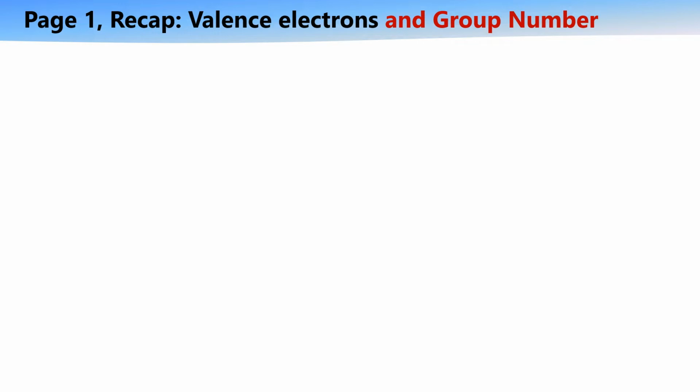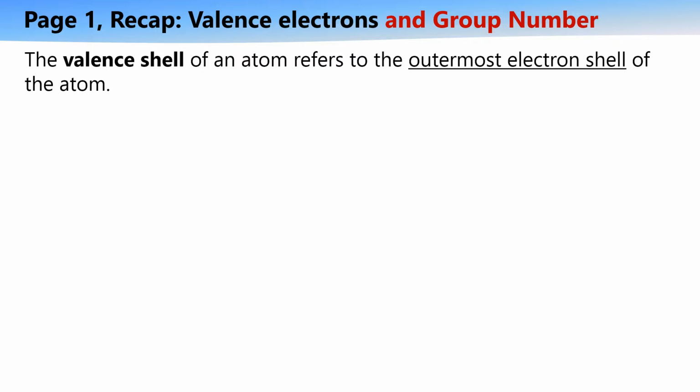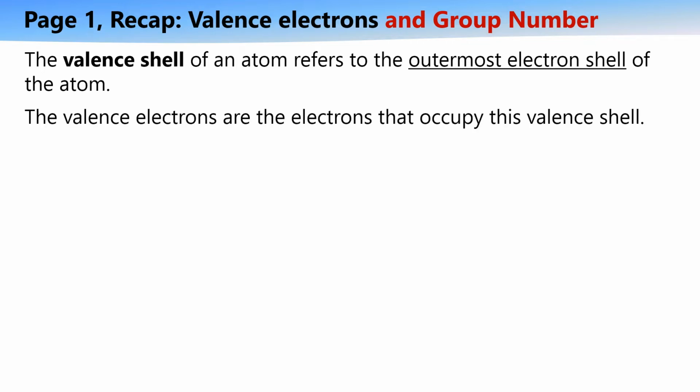Refer to page 1 of your notes under recap: valence electrons. I would like you to add the words "and group number" to the topic. The valence shell of an atom refers to the outermost electron shell of the atom. And the valence electrons are the electrons that occupy this valence shell.